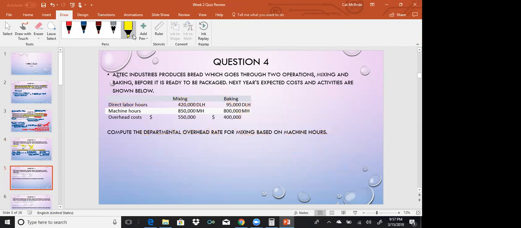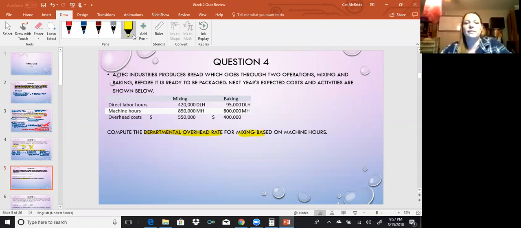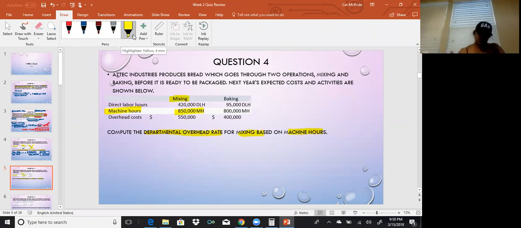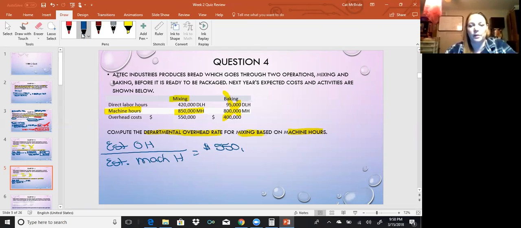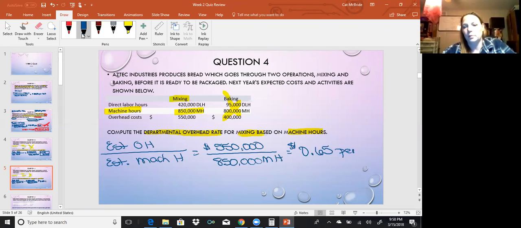Because the next one, we want the departmental overhead rate for the mixing department based on machine hours. Does baking mean anything to us? No. So we want our estimated overhead divided by our estimated machine hours. Our estimated overhead is 550,000 still, and our estimated machine hours is 850,000, which equals 65 cents per machine hour.